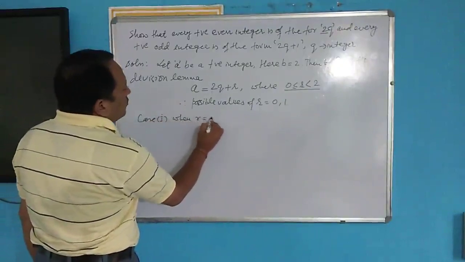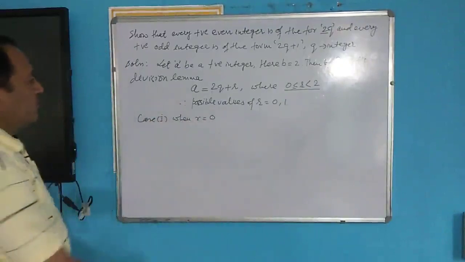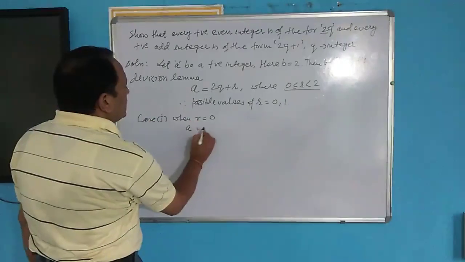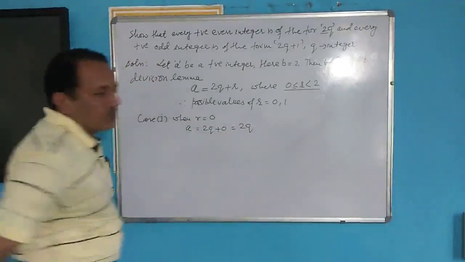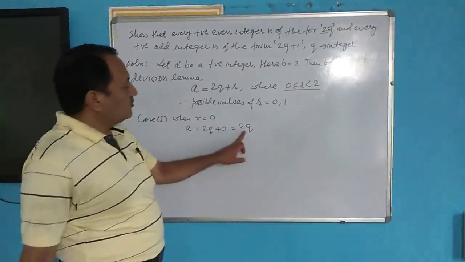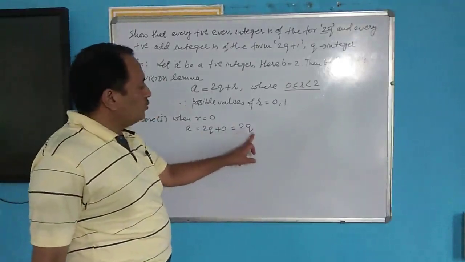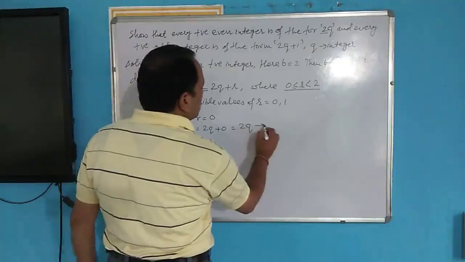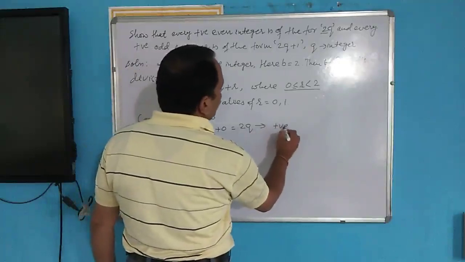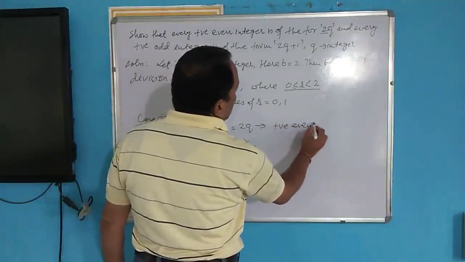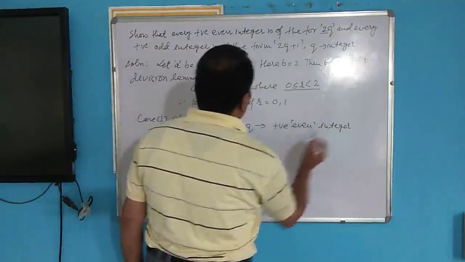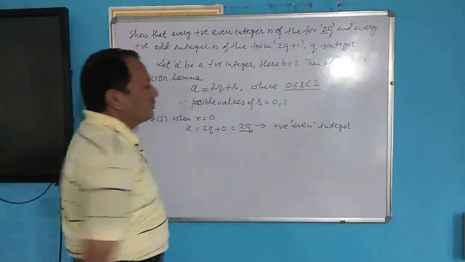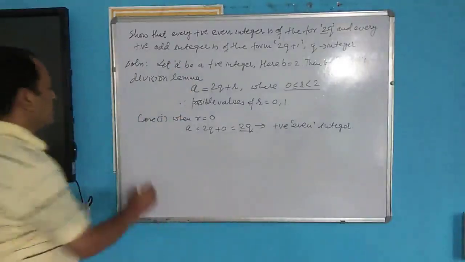So first case, when r is equal to 0. When r is equal to 0, then a is equal to 2q plus 0 is equal to 2q. So here we have a factor 2 and q is some integer. So this is the general form of positive even integer.